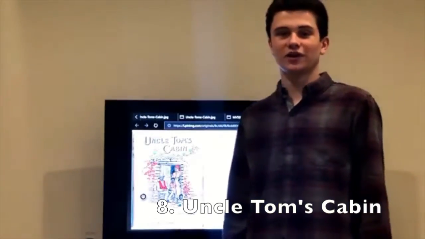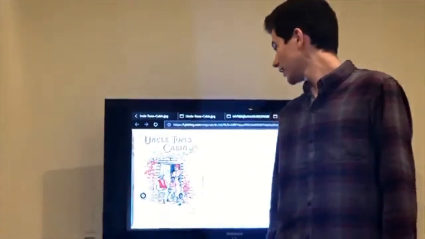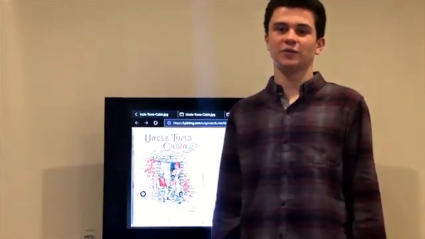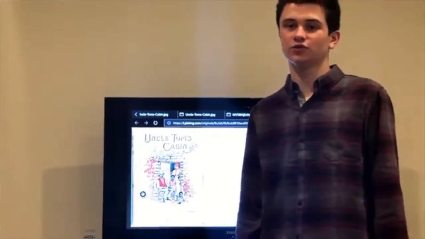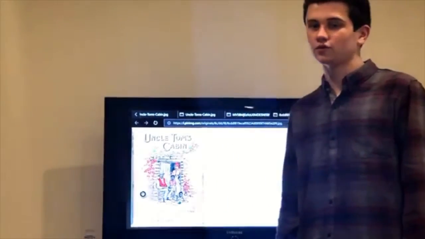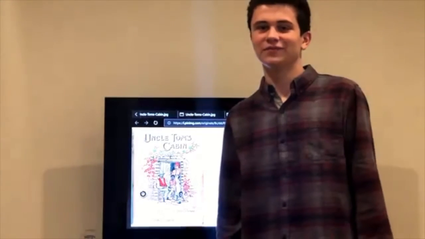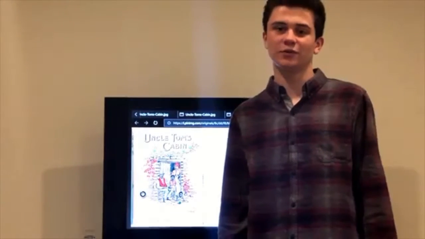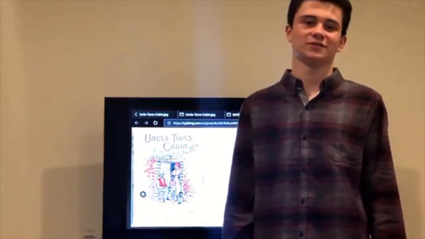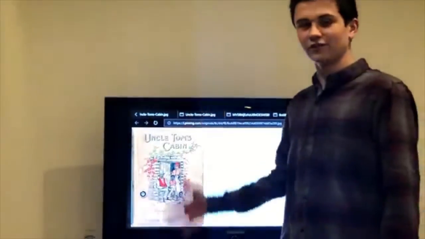At number 8, Uncle Tom's Cabin was a book written by Harriet Beecher Stowe. This book provided descriptions of how slaves were treated and emphasized the cruelty of their actions. This was chosen because the North and the South both had different reactions. And right there's the cover of the book.